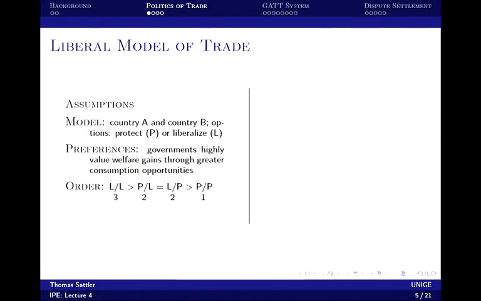Now if we put all this into a payoff matrix, into a game, we get this. This is the payoff matrix of this game. Can you see what the Nash equilibrium is? Any guesses?